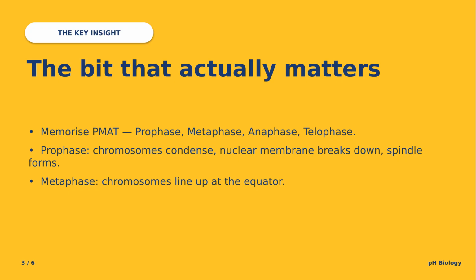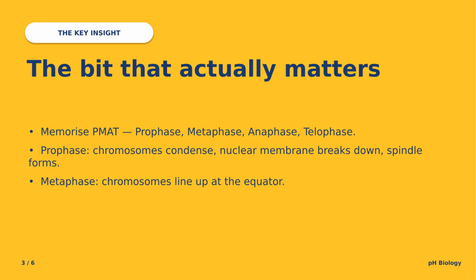Memorize PMAT: Prophase, Metaphase, Anaphase, Telophase. Prophase: the chromosomes condense, the nuclear membrane breaks down, and a spindle forms. Metaphase: chromosomes line up at the equator.